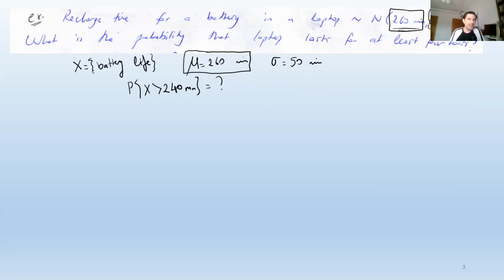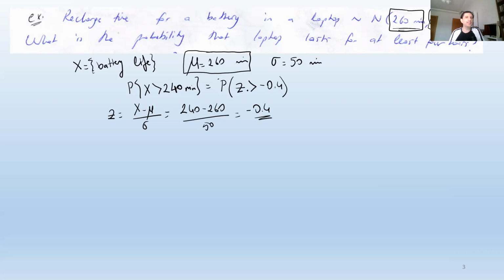And what we do here is we are going to standardize this random variable. So in the standardized form, z is going to be equal to x minus mu over the standard deviation. Therefore, this is going to be 240 minus 260 over 50, which is going to be minus 0.4. Now the great point here is this. Now the equivalent representation here would be this one.